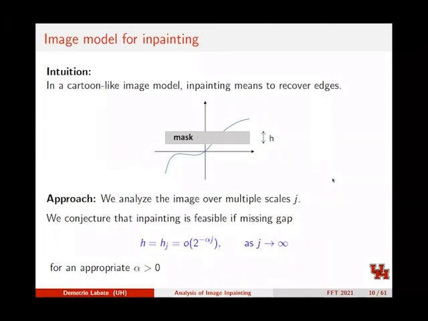And I will use this sort of decay. I will say that the decay with j is 2 to the minus alpha j for an appropriate alpha. And the alpha in a way is the parameter that I want to discover, right? What kind of alpha is there? I mean, how large is the gap that I'm able to inpaint?